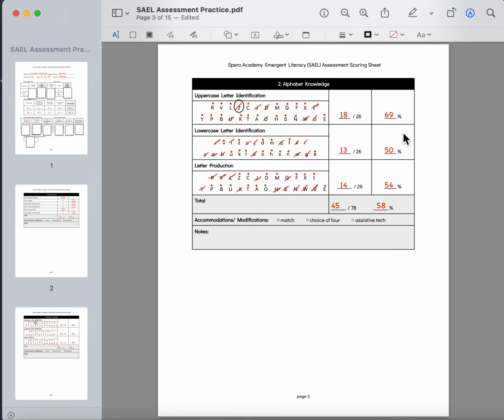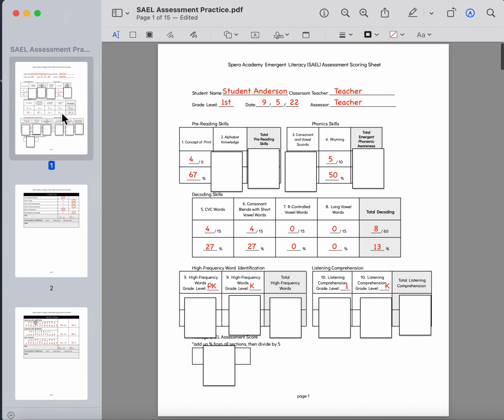18 out of 26, which is 69%, 13 out of 26 for the lowercase letter identification, and then they got 14 out of 26 for the letter production. I added all of those up and put them down here in the total. So 45 out of 78 equals 58%. You'll notice I did not just average all 3 of these percentages. I went ahead and did the actual math. I added them all up because sometimes when rounding and whatnot, it'll get a little bit wonky. So make sure you're doing that.